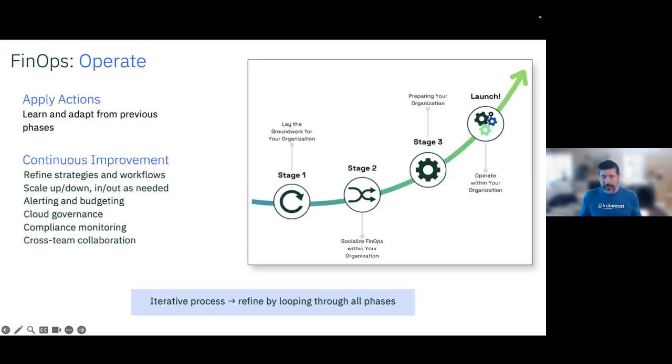Last but not least, this operate phase, right? This is where we're applying all of the learnings and all of the actions. And this is in itself an iterative, like infinity cycle, right? You're learning and you're adapting from these two first phases, and you're really kind of putting it into motion here. And you continuously refine it.